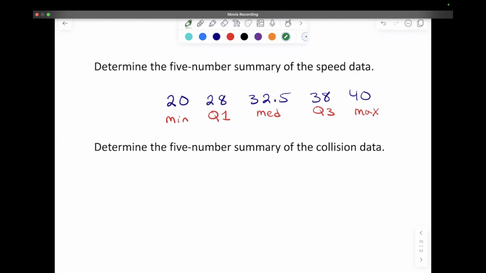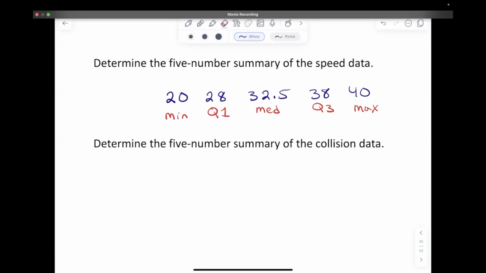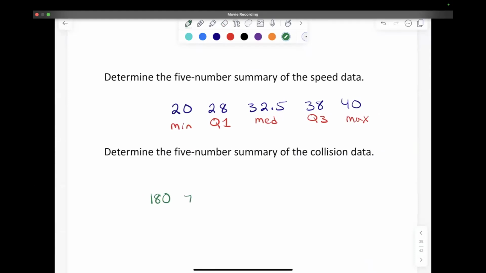So for my collision data, I already have this written down over here because I'm going to be doing a box plot with it in a minute. My lowest value is 180. Oh, I need a pen on. 180. My Q1 was 735. The median was 1805. Q3 is 4668. And my highest value is 21,147. That's my 5-number summary.